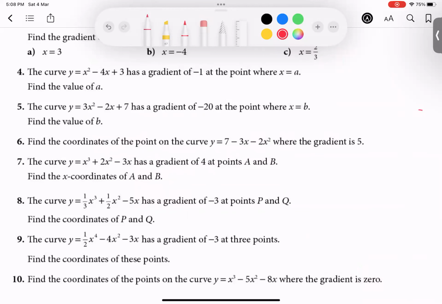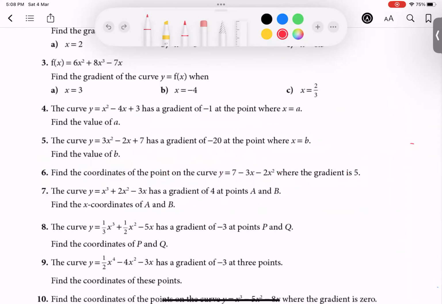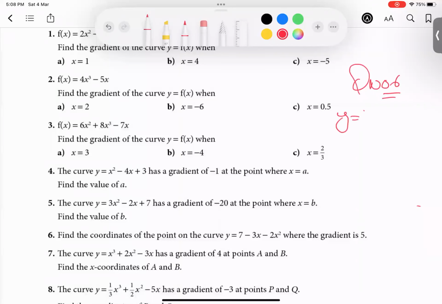This is the next question. Find the coordinates of the point where this curve has gradient 5. Almost the same idea, because he said that the gradient is 5. So I'm starting it now here. Question number 6. The question is given: 7 minus 3x minus 2x to power 2. And he said that the gradient is 5, so no problem at all.